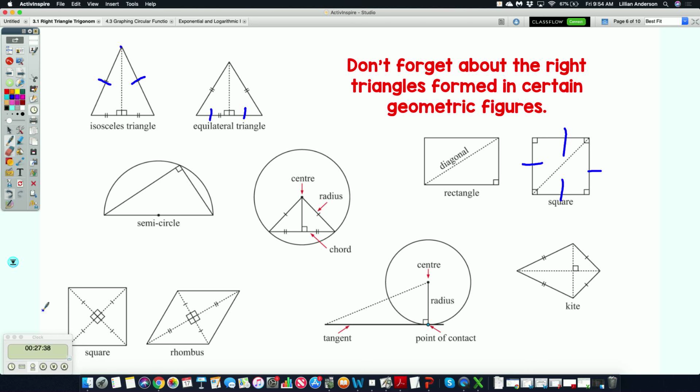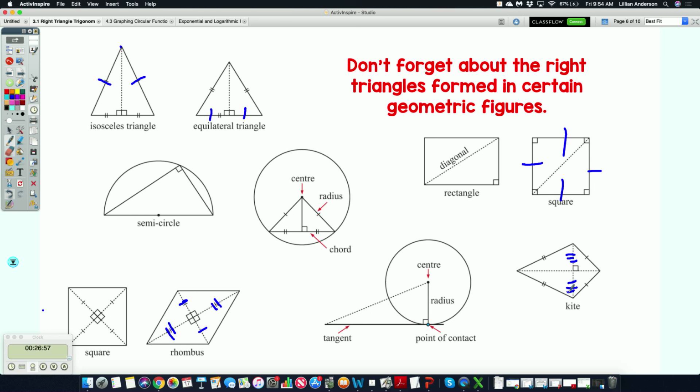Down here, for a square and a rhombus, okay? The diagonals in a square, they do intersect to form 90-degree angles and congruent pieces. Same thing with your rhombus. The diagonals of a rhombus intersect to form 90-degree angles. However, because one diagonal is longer than the other, these two are equal to each other, and then these two are equal to each other. Okay? In a kite, the diagonals of a kite intersect to form 90-degree angles, but not both diagonals are equal to each other, just the two that are on the shorter side. Okay?